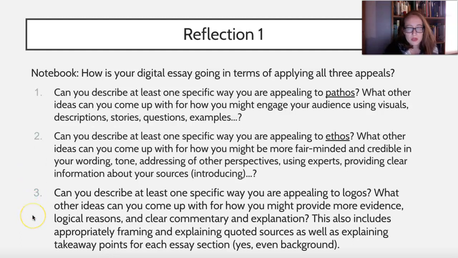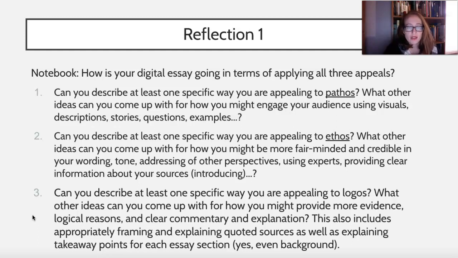Can you describe at least one specific way you're appealing to logos? So this is logic. This is not just having evidence. This is having lots of different types of evidence, so not just experts. This is having statistics and stories and current news and studies and quotes from your experts.